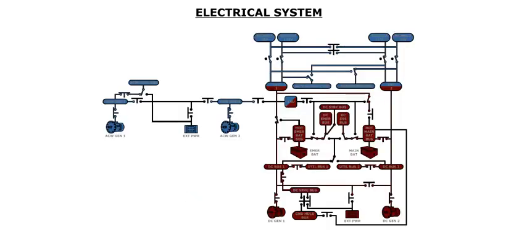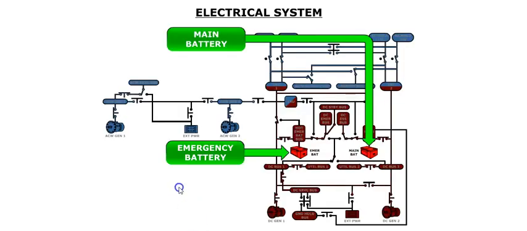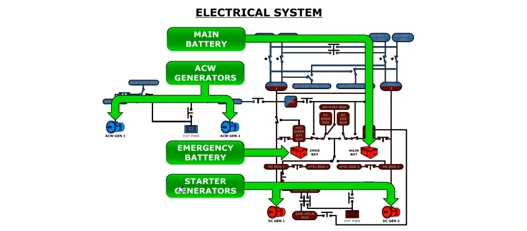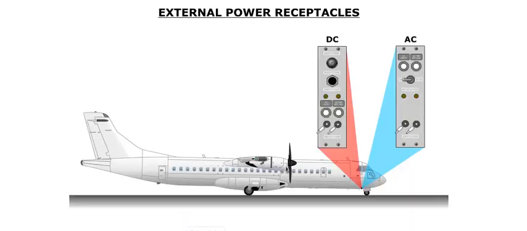The electrical system on the ATR consists of the main and emergency batteries, 2 engine-driven DC starter generators, and 2 AC walled generators. AC and DC electrical power can also be supplied via external power units. Receptacles for the AC and DC external power units are located on the right side of the fuselage, on the first officer's side of the nose gear.